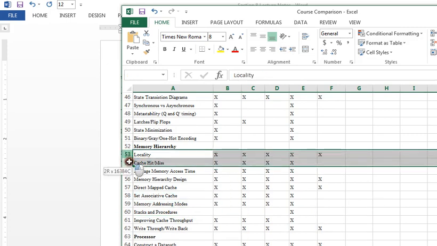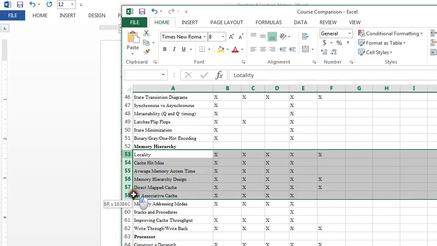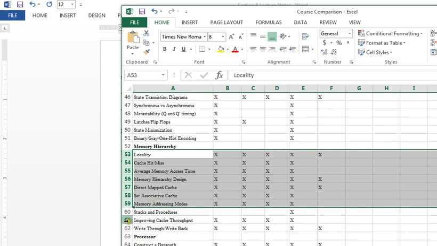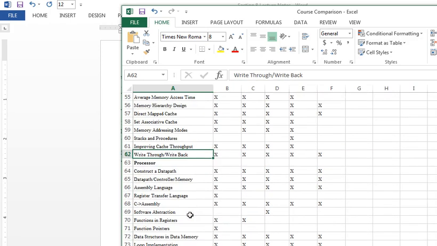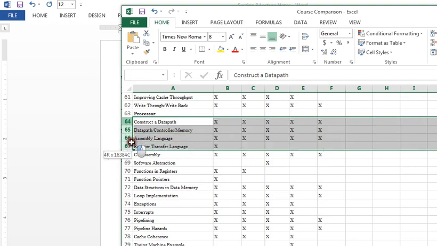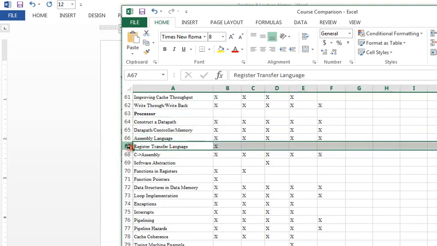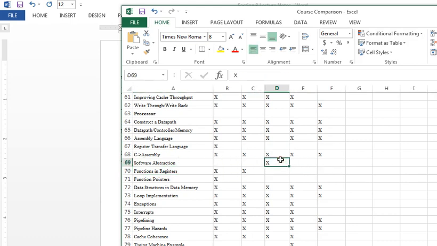But obviously we went over principle of locality, cache misses and hits, average memory access time, memory hierarchy, direct mapped and set associative caches, memory addressing modes, load word and store word. All that pseudo addressing, right? Improving cache throughput, write through and write back. Processors, this is where most of the classes are very similar. We didn't go in depth into what's on the MIPS green sheet. Functions and registers. Software abstraction goes more in depth into the operating system level, so we didn't cover that.